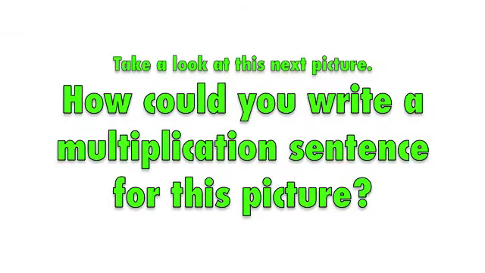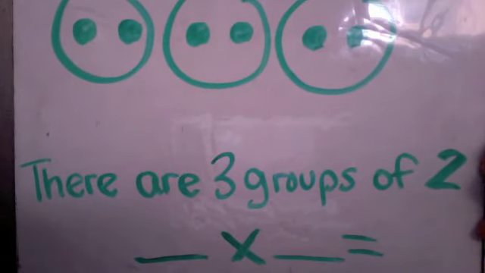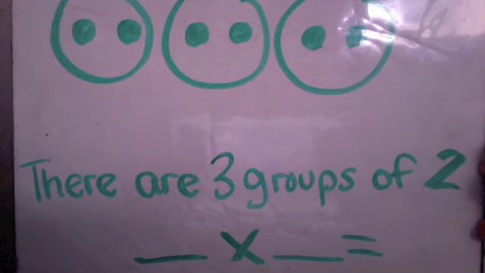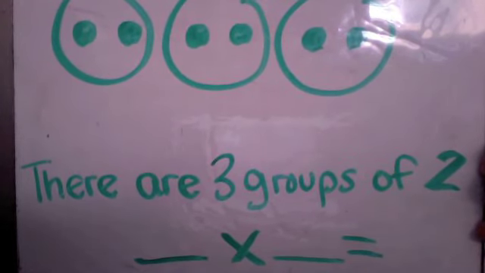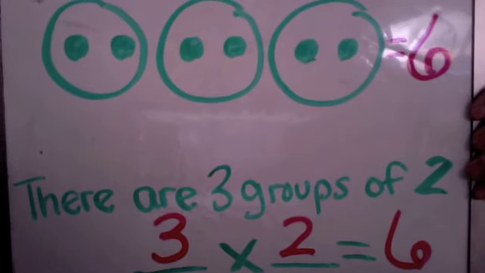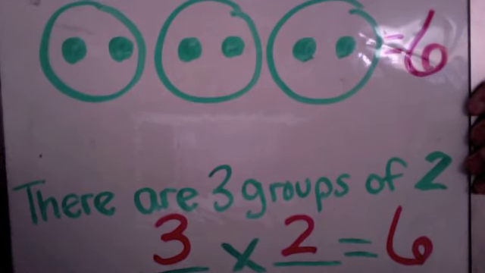Take a look at this next picture. How could you write a multiplication sentence for this picture? There are 3 groups of 2. That's right, 3 times 2. 3 times 2 equals 6.